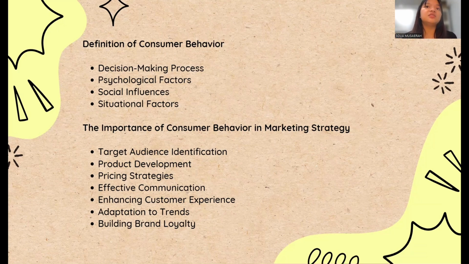And next is enhancing customer experience. Mapping the customer journey is essential to improving customer experience. Identifying key touch points allows businesses to optimize interactions. Think about how Netflix uses data to recommend shows based on your viewing habits. This kind of personalization creates a better overall experience. And next is adapting to trends. Consumer behavior also helps businesses adapt to trends by continuously monitoring shifts in preferences. Companies can remain relevant in a fast-paced market. For example, the rise of eco-conscious customers has pushed many companies to adopt sustainable practices and products.